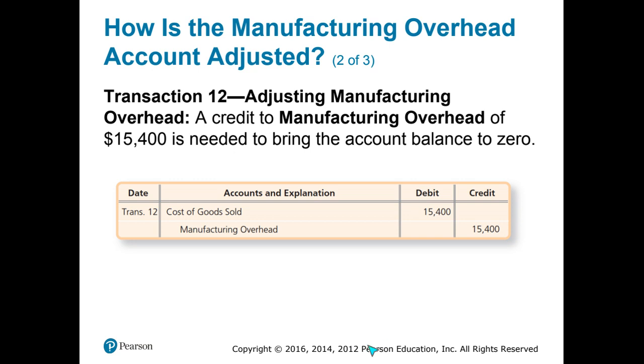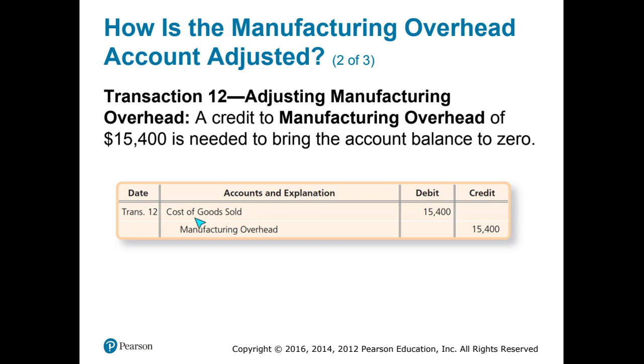It's not showing there. So here we have transaction 12. We're going to adjust manufacturing overhead. During the year, the manufacturing overhead account is debited for the actual overhead costs that we incurred. And we're going to credit for any overhead cost that was allocated to the jobs. So we have a credit to manufacturing overhead of $15,400, which we need in order to bring the account to a zero balance.